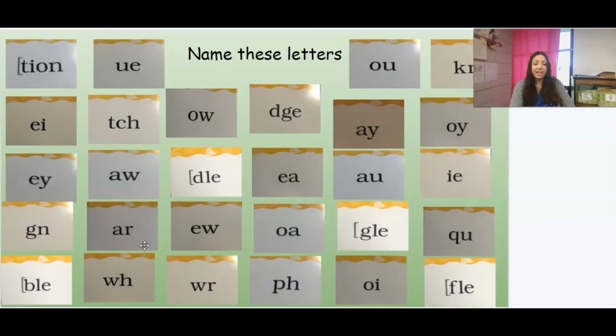combination AR, digraph EW, digraph OA, final syllable GLE, combination QU, final syllable BLE, combination WH, ghost, digraph WR, digraph PH, diphthong OI, and then final syllable FLE.